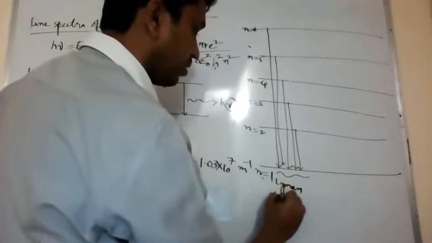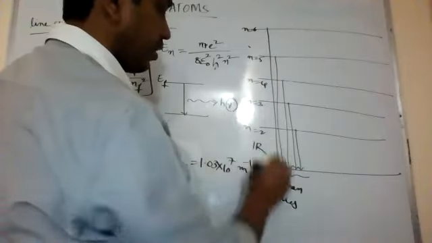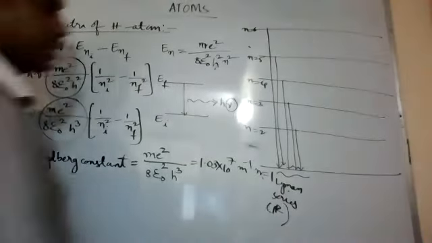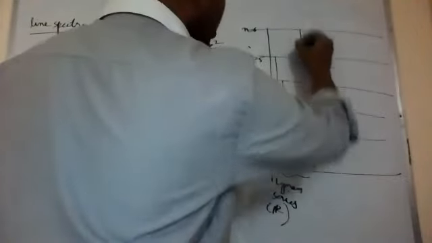So all these lines are said to be the Lyman series. This is the UV region. Balmer: when an electron jumps from higher orbits to the second one, n equal to 2, that is the Balmer series, and that is visible. Now when an electron jumps from higher orbits to the third one, it is the Paschen series, which is in the IR region.